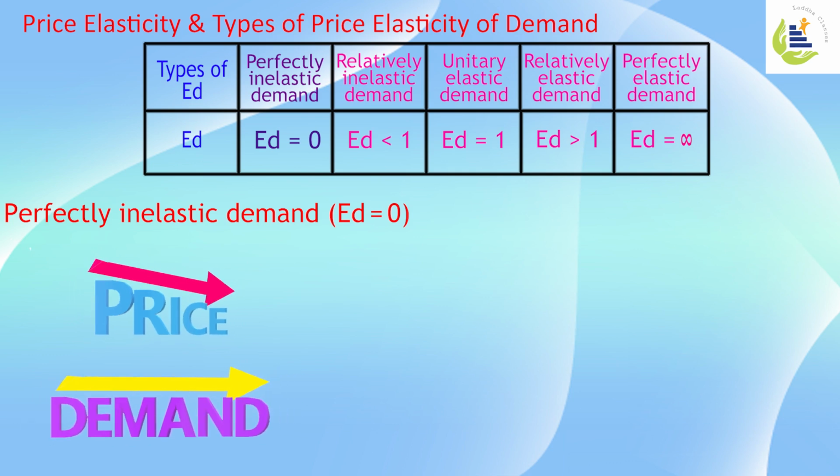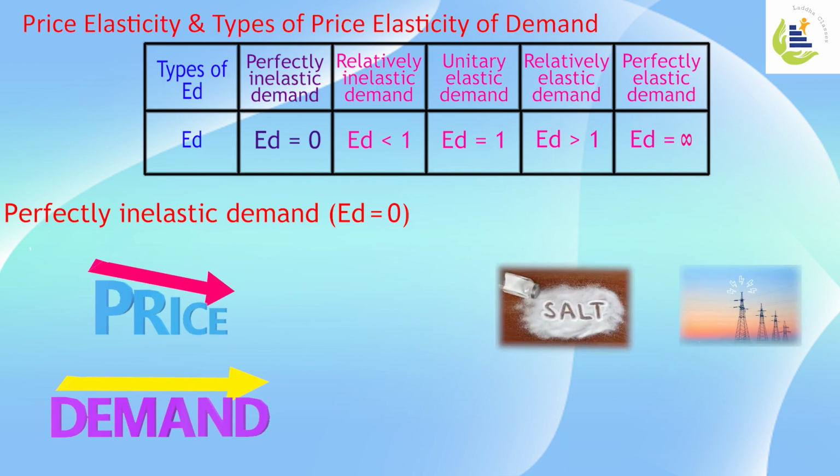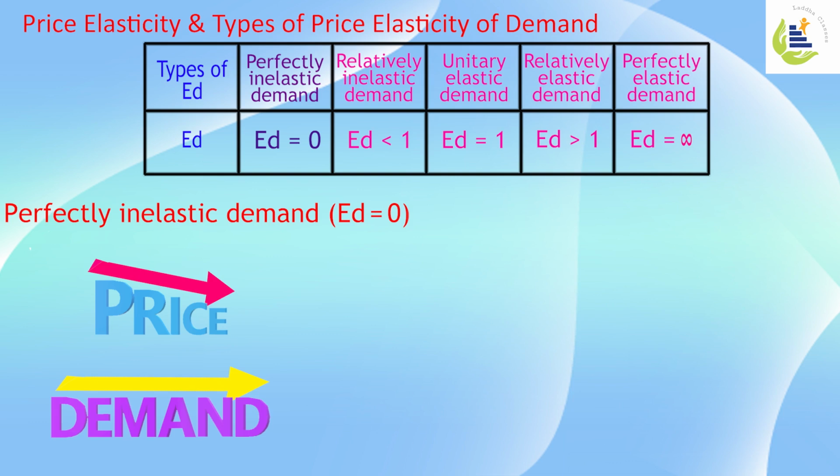Typically, we see this for certain products like salt, electricity, or products which are necessary. So, perfectly inelastic demand means there is no change in demand. Whatever price change happens, there is no change in demand.